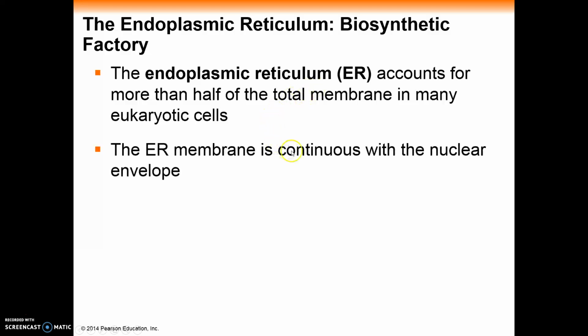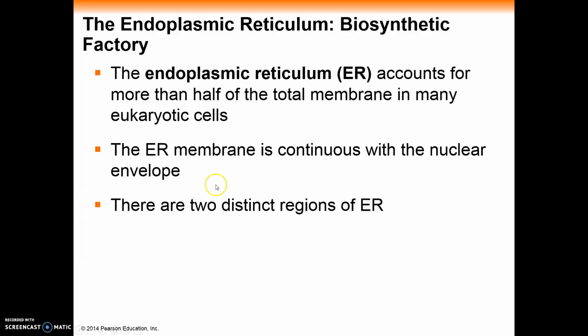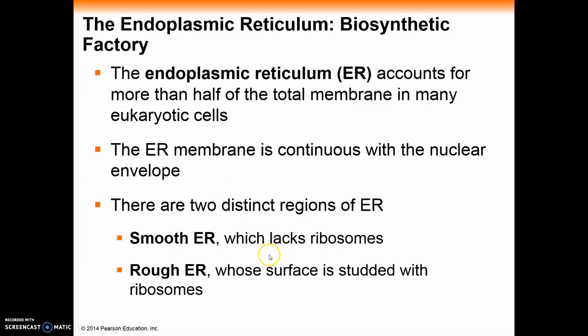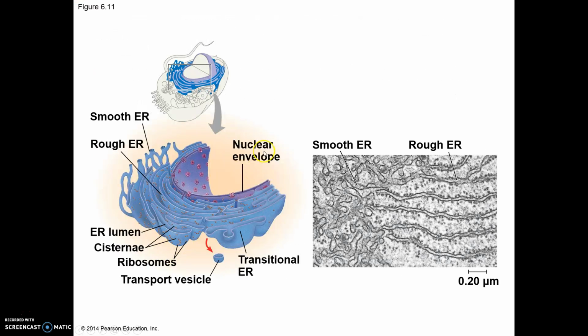As I said before, the ER is continuous with the nuclear envelope. And as I've also mentioned, there are two distinct regions. So there is the smooth ER, which lacks ribosomes, and there's the rough ER, which is studded with ribosomes. Now, there is a functional difference between the two, and we'll get into that. But let's stop and take a quick look.